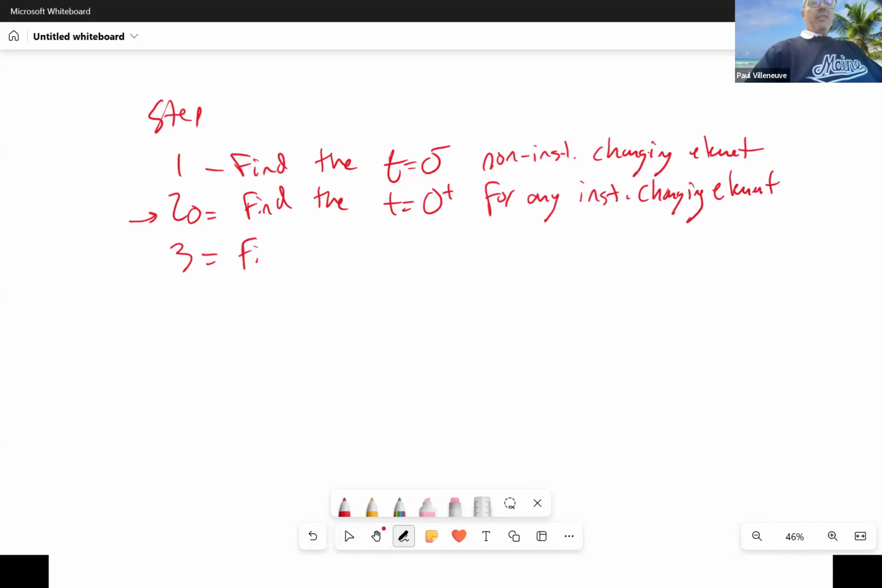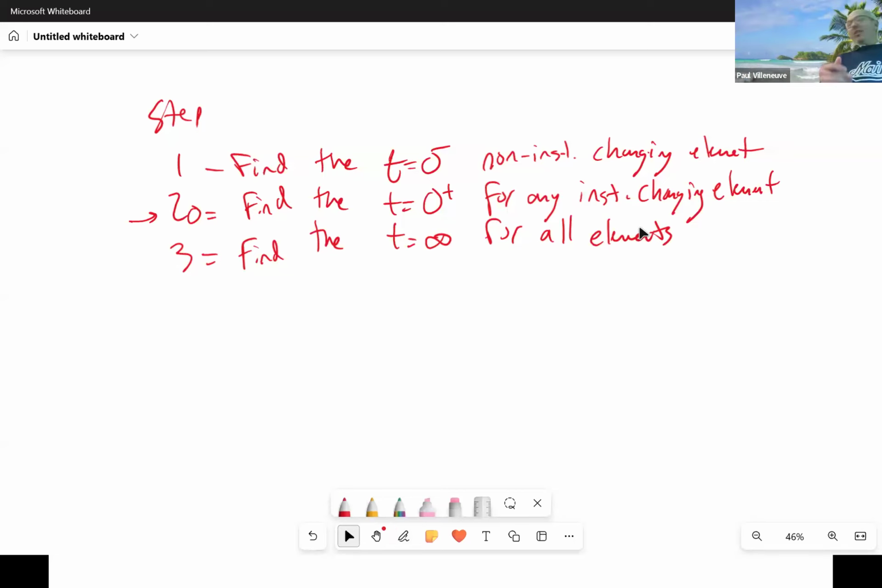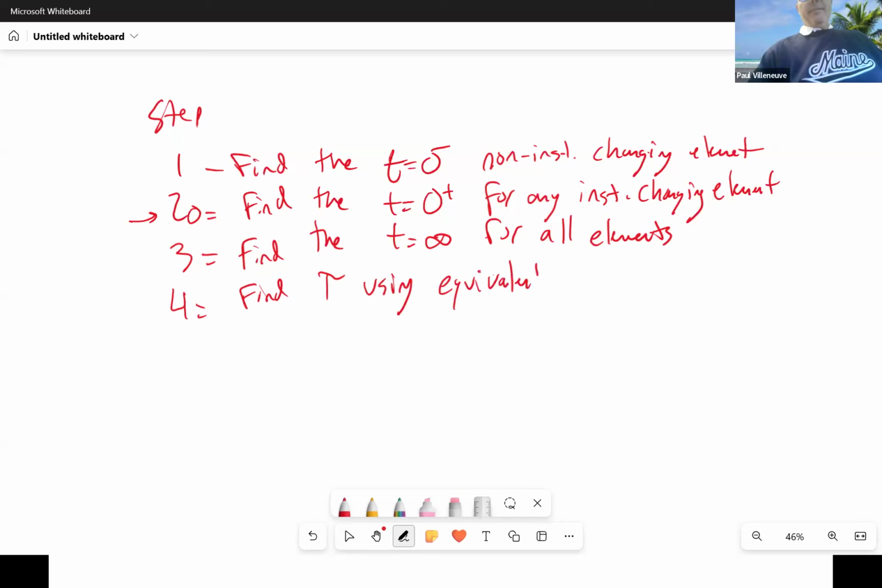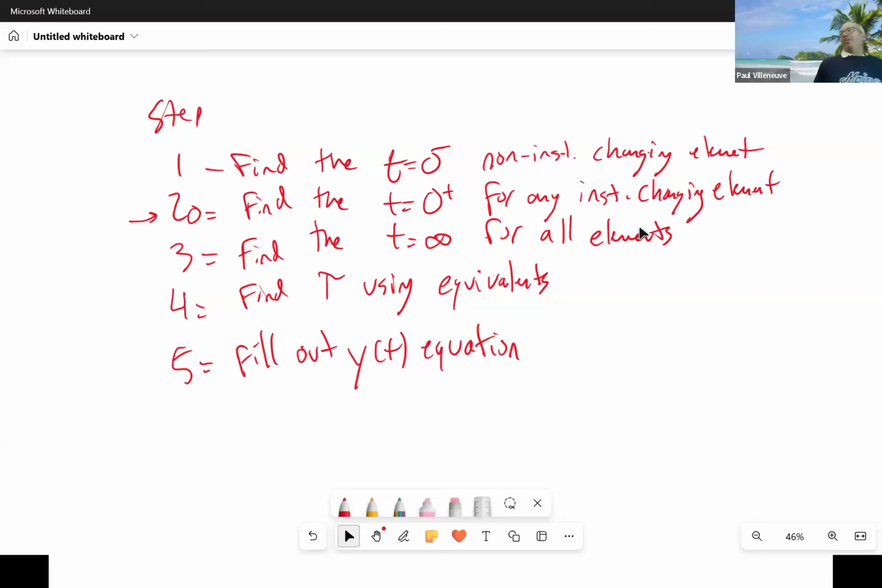Step 3, find the T equals infinity for all elements, if you need it, right? Voltage or current doesn't matter. Step 4, find tau using equivalence. And that means Thevenin equivalence as well as capacitive or inductive equivalence. And then step 5 is fill out the Y of T equation. That's kind of how we would do it generically.